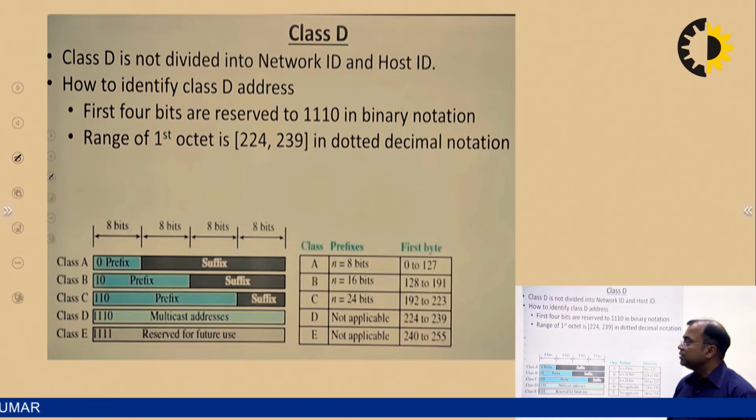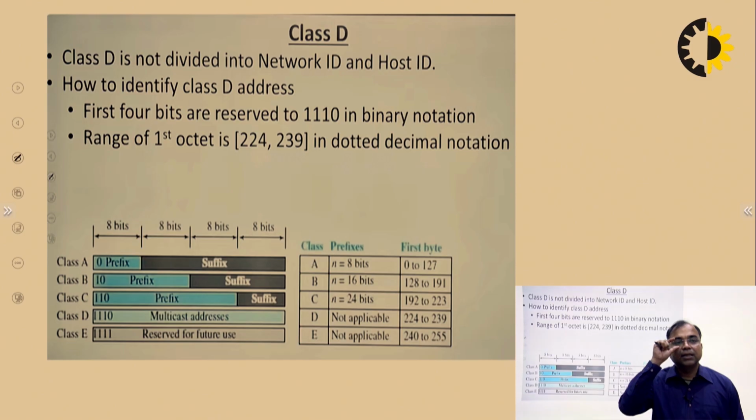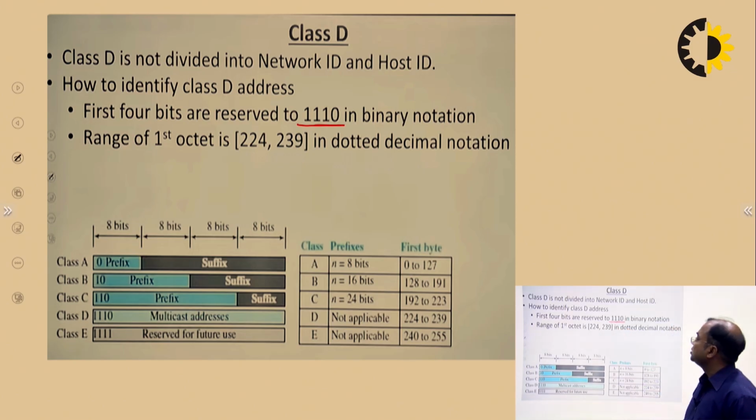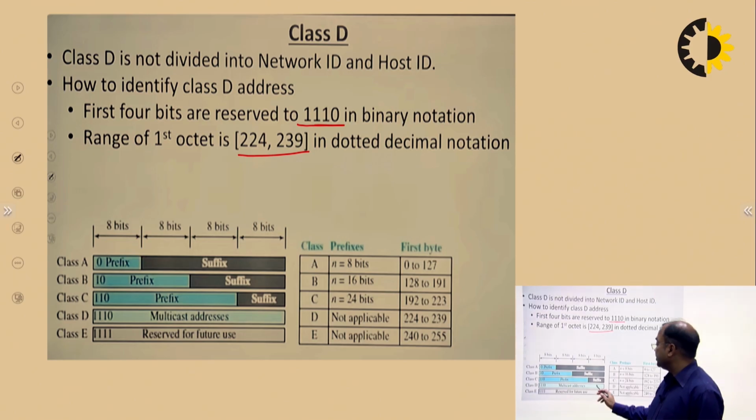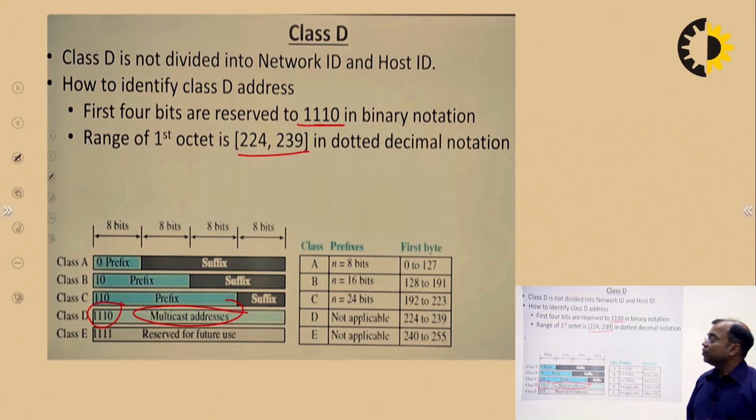Now concerned with D, as we can say, class D is not divided into network ID and host ID. Basically, how to identify a class D address? We can identify it with the help of 1110 in binary notation and 224 to 239 in dotted decimal notation. This is class D. There is no division for these bits, but if we see it starts with 1110, it basically belongs to class D.